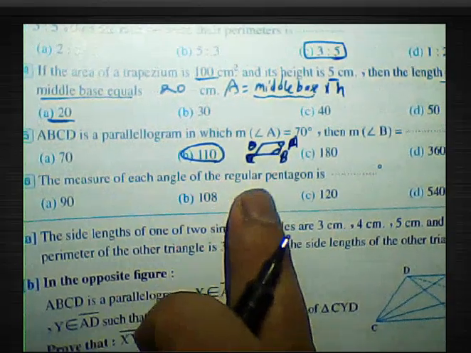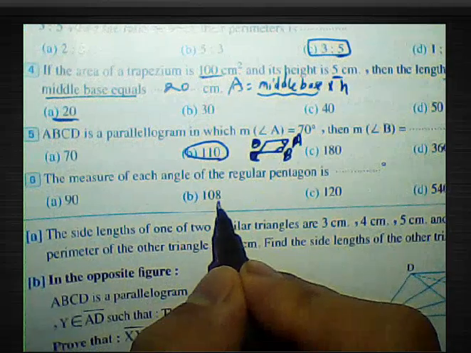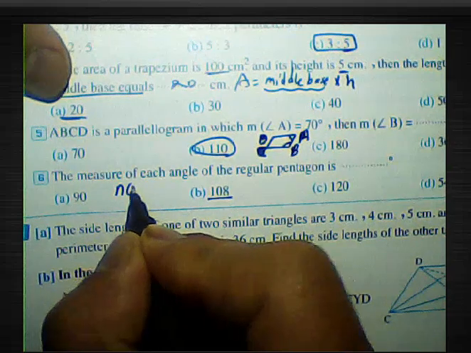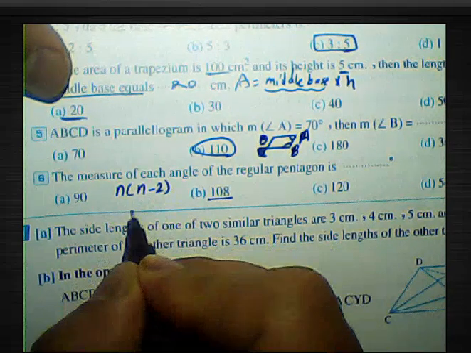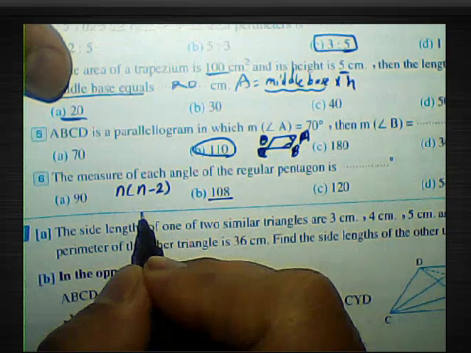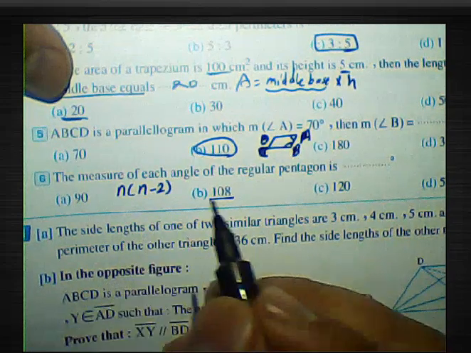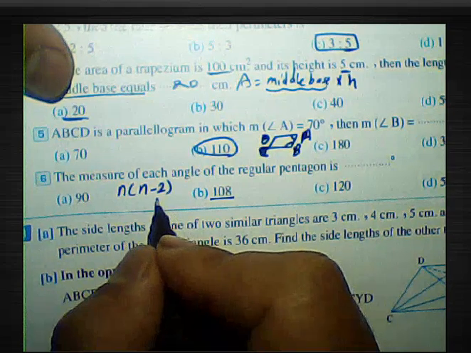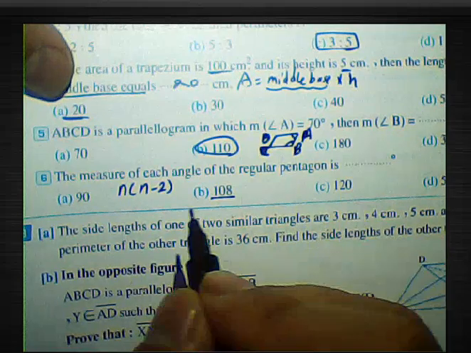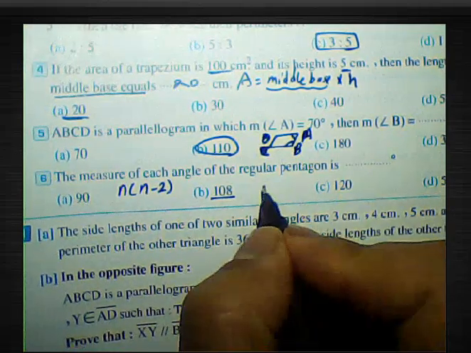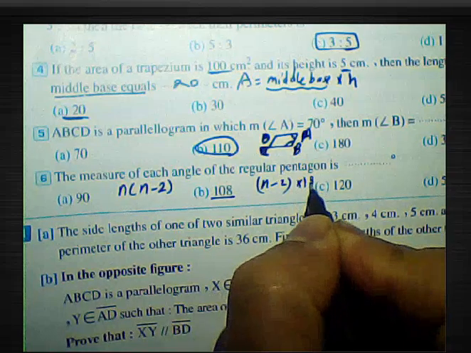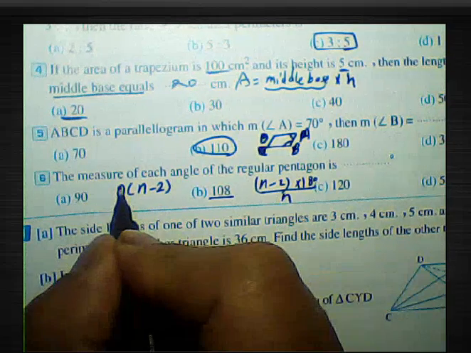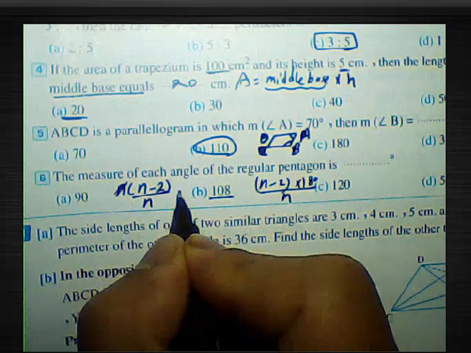Find the measure of each angle of a regular pentagon. For a polygon, the rule is n minus 2, multiplied by 180, divided by n. Here n was 5. We can write n here to find the measure of each angle.